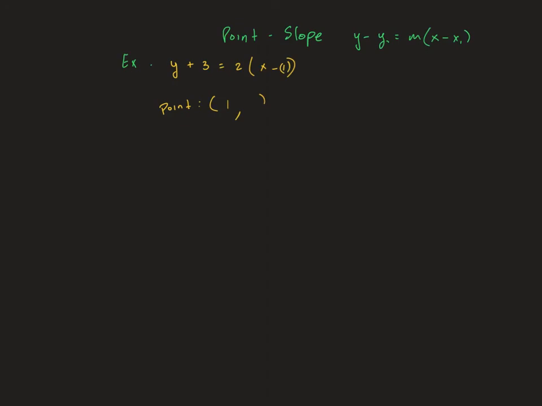However, I do not have y minus. It's not y minus a number, it's y plus a number. So if I were to rewrite that, the same thing would be y minus a negative 3 equals 2 times x minus 1, because a negative and a negative become a positive. So I have y minus, so that means the y value is negative 3. That's my point. And my slope, of course, is still going to be that value right there, which is 2.